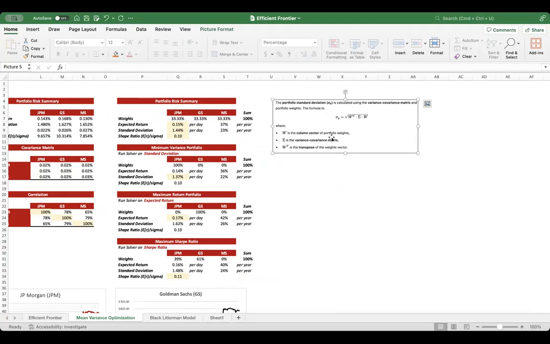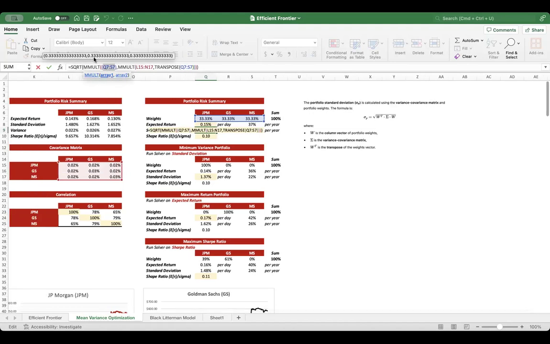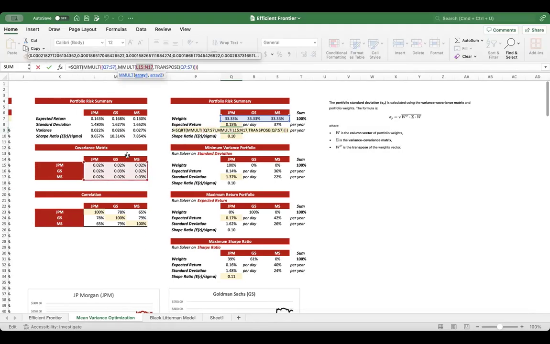So what I'll do is, I'll multiply the weights. If you look at it, first I've taken the square root. Then this MMULT is nothing but matrix multiplication of, these are nothing but my weights. I'm multiplying the weights with my covariance matrix, and again multiplying it again.